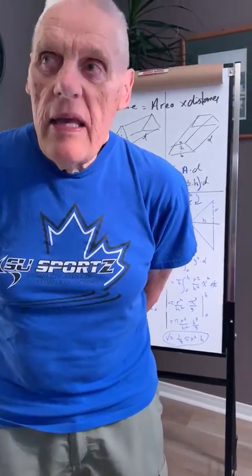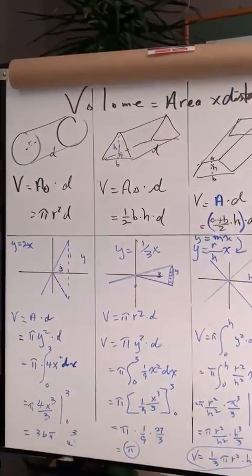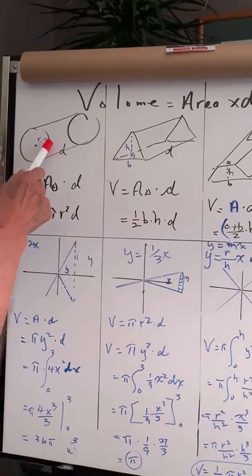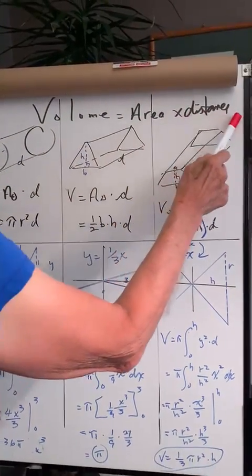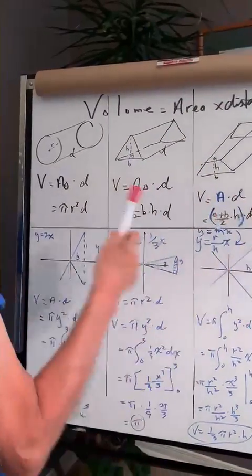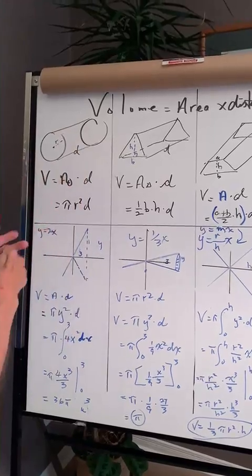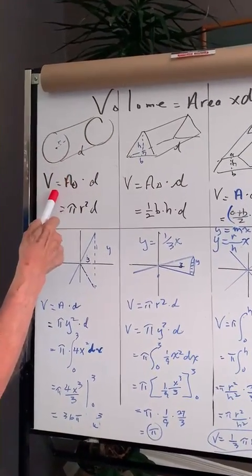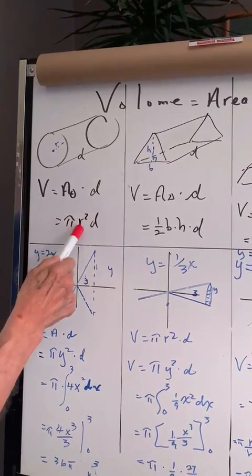Okay, we're looking at volume by slices. Let's say I have a cylinder over here. So we talk about volume as area moved through a distance. That's taking slices of it. So here's a circle, and if I move that circle through a certain length, I can talk about volume. The area of the circle is pi r squared.